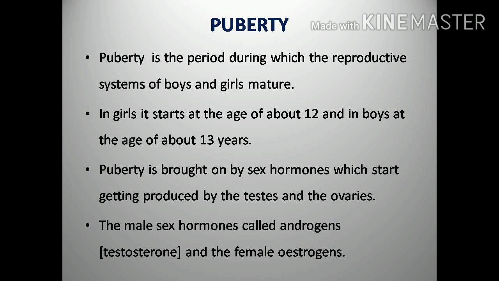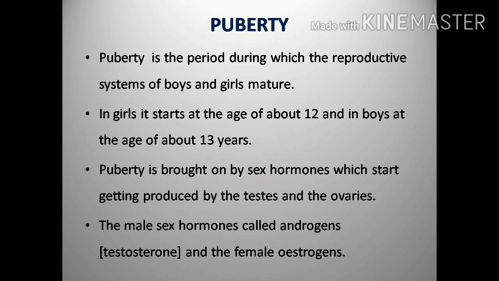So in boys the testes get ready for the production of sperms, and in girls in the ovary region, maturation of the eggs takes place. So that period is called puberty. Puberty is brought on by sex hormones.